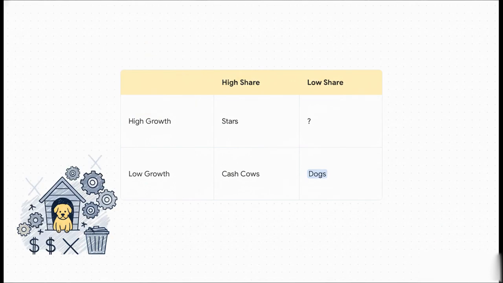And finally, in the bottom right corner, we have the dogs. These are products with a low share of a market that isn't growing. They pretty much just break even and don't really have much of a future. So companies usually look to phase these products out or sell them off. That way, they free up cash and resources for their more promising products.